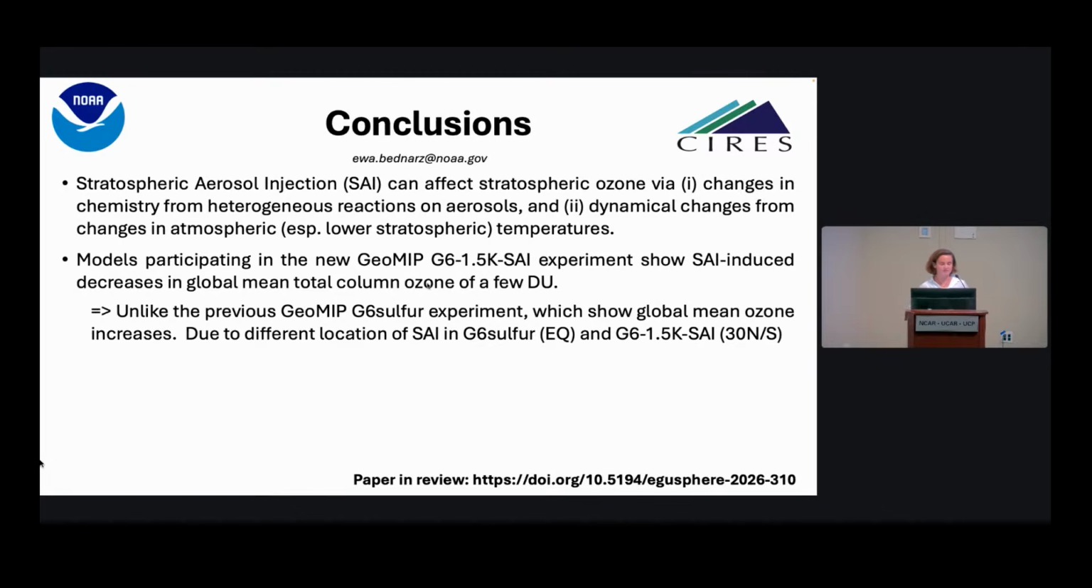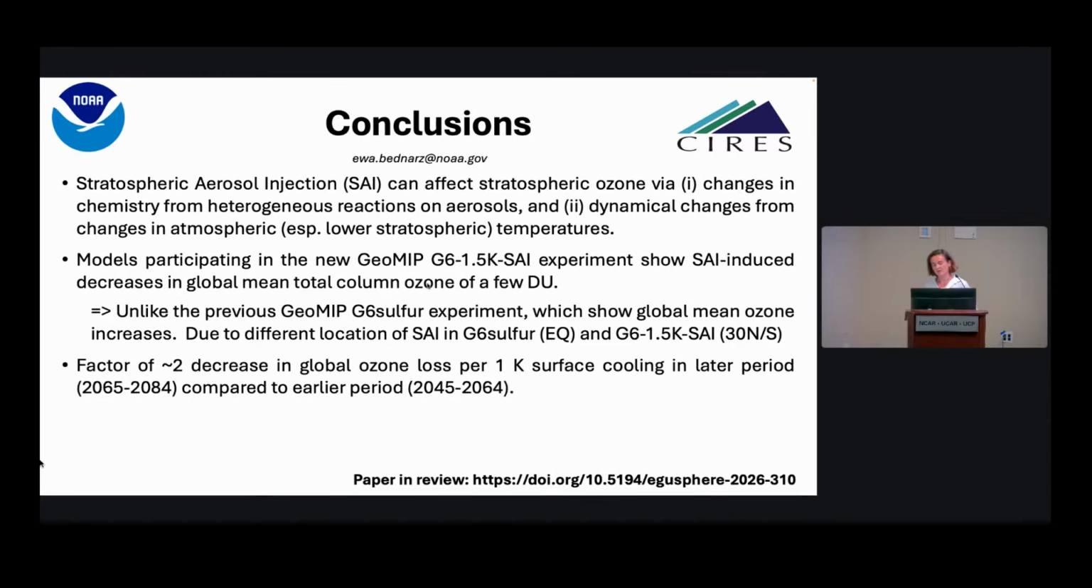And this result was very much different to the results of the previous GeoMIP experiment, G6 sulfur, which showed global mean ozone increases. But the good thing is, we actually managed to pinpoint exactly where this difference is coming from. It's coming from the different location of SAI used in the two generations of GeoMIP experiments.